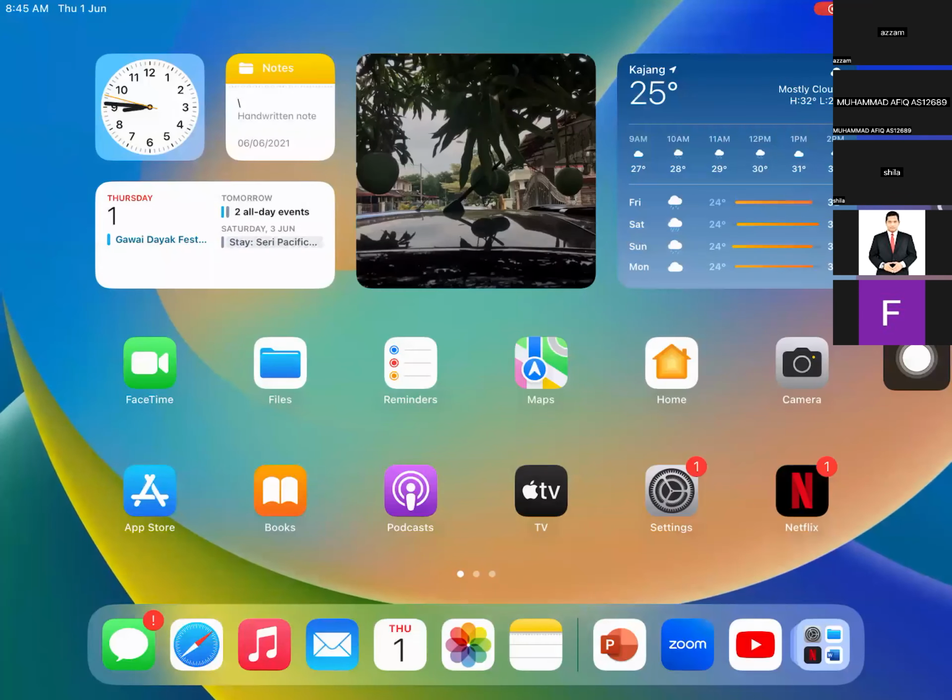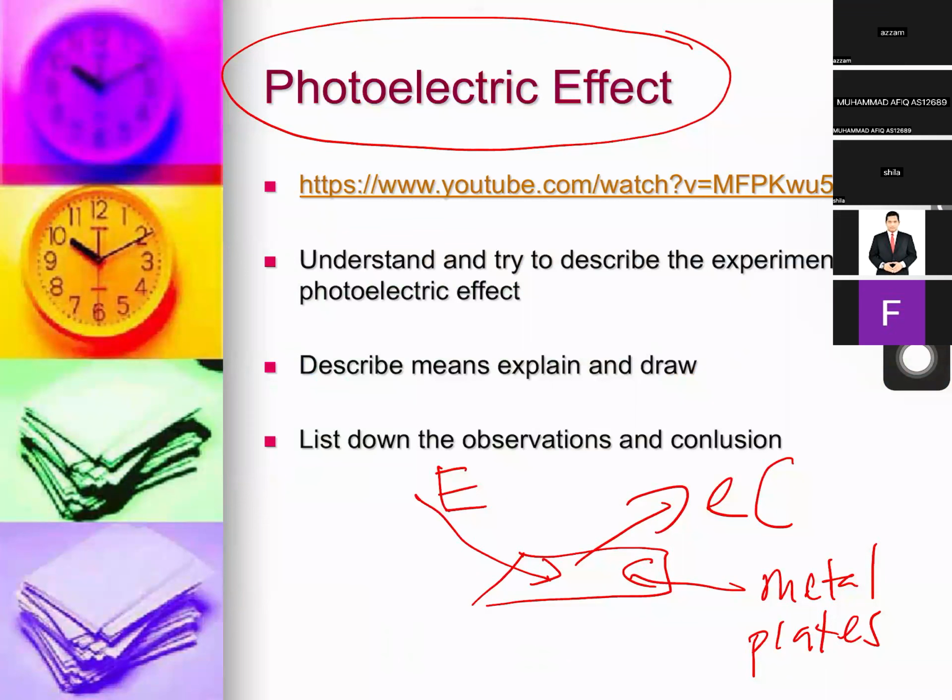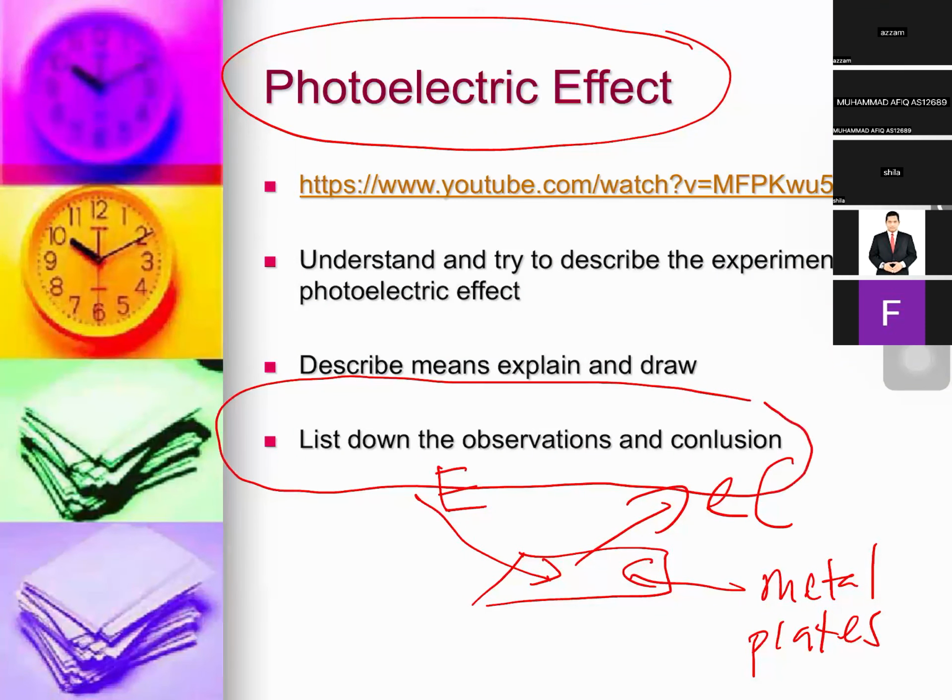Because this is important, there are calculations for the photoelectric effect, and I will discuss the calculation in class. But the most important thing is that I would like you to review the observation and the conclusion from the photoelectric effect. So I hope by next class, we can discuss the photoelectric effect, focusing on observation and conclusion, and we will also discuss the calculation.